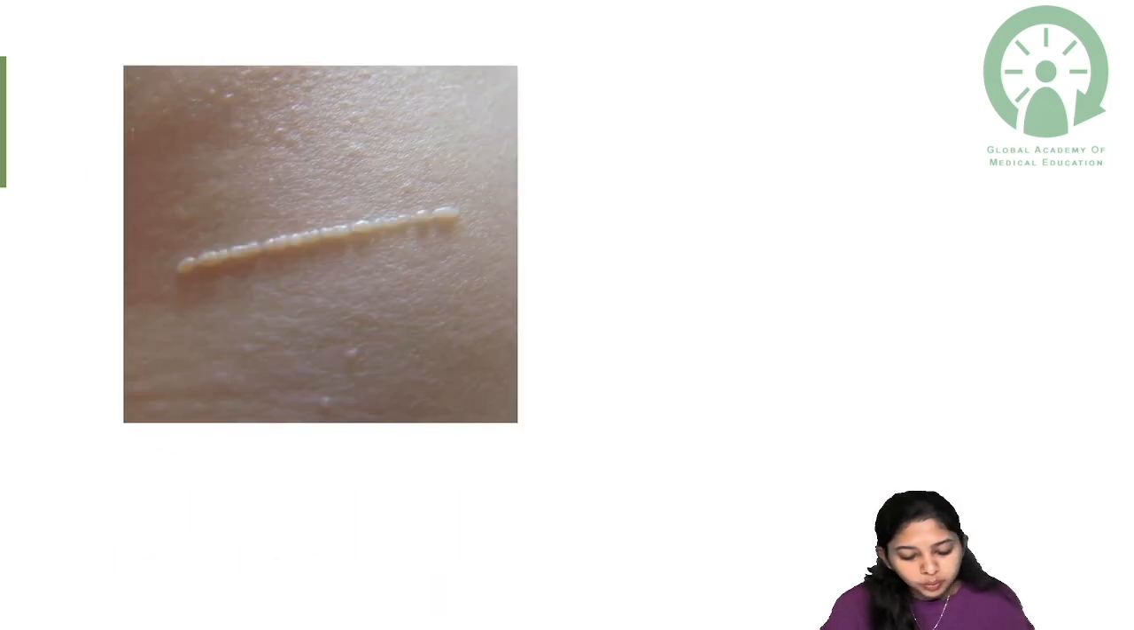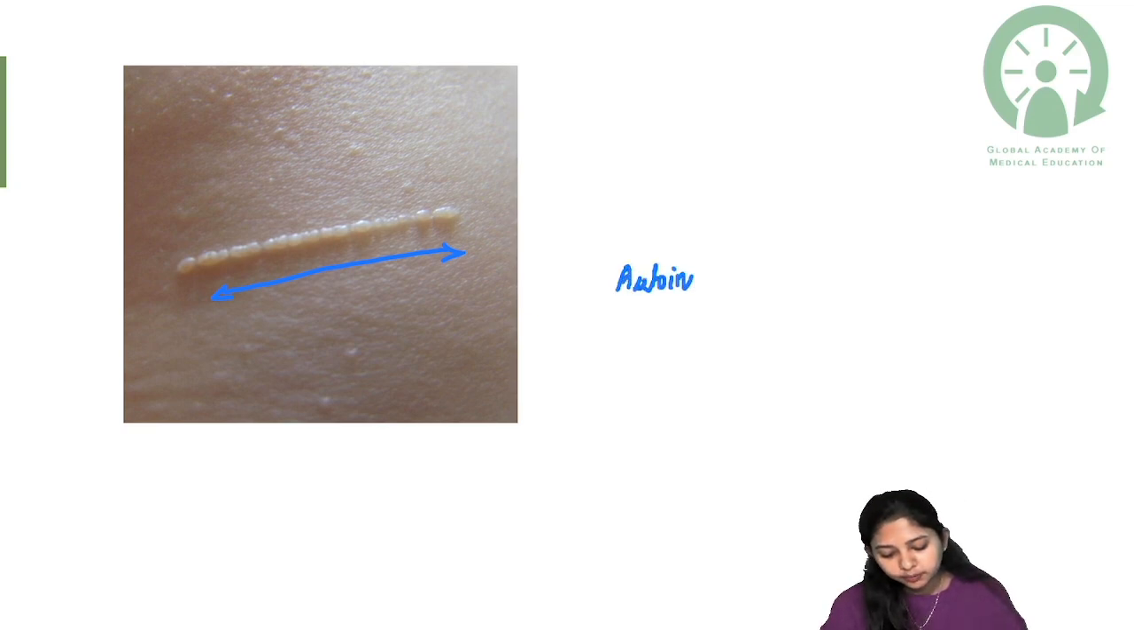Now what you're seeing here is a string of lesions, pearly umbilicated papular lesions in a linear fashion. So this is due to auto-inoculation of the organism.